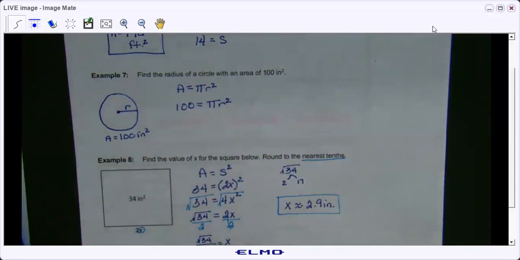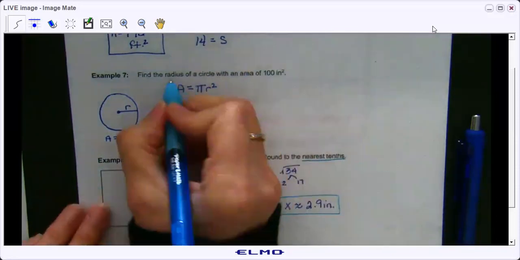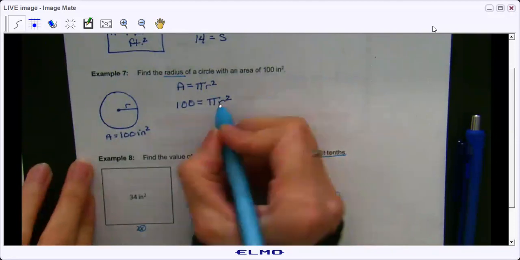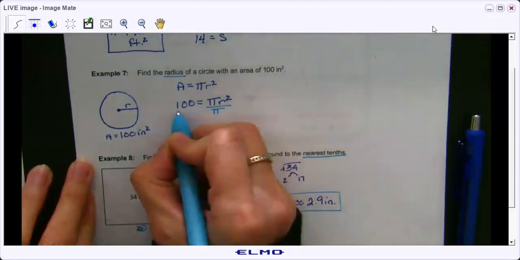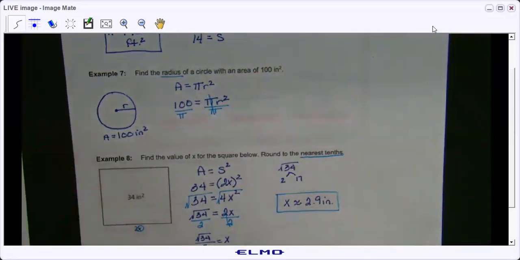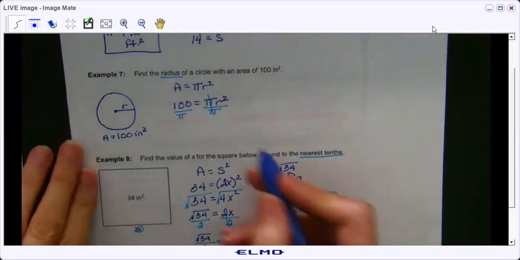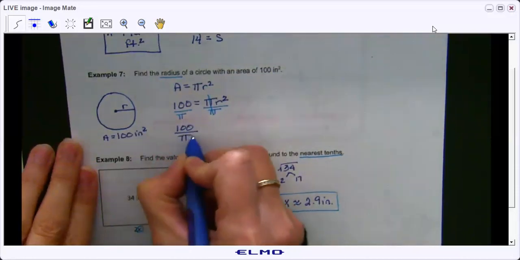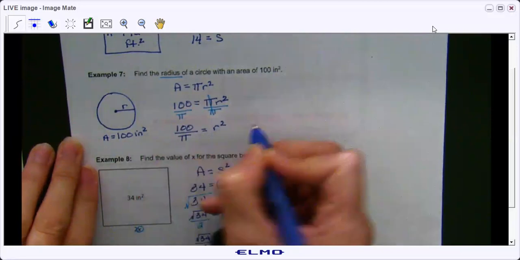So because it's asking for the radius, we have to isolate that r. And so we need to get rid of the pi and we need to get rid of the squared. So the 2. So what should we do first? Get rid of the pi. Let's divide by pi on both sides. Okay. So we have 100 divided by pi equals r squared.